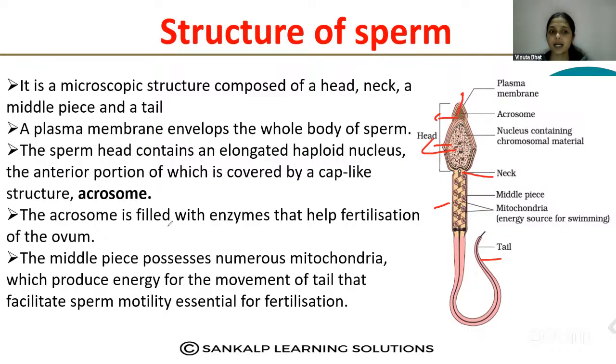Okay. And here the middle piece possesses some mitochondria that provide the energy for the movement of the cell, and this is the tail region, which helps in the movement of the sperm. So very important one: the structure of the sperm, the function of the acrosome, and the function of the mitochondria.